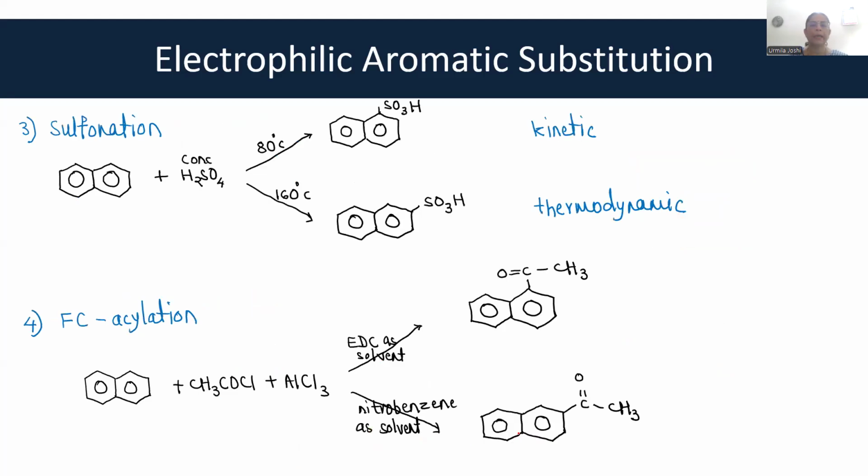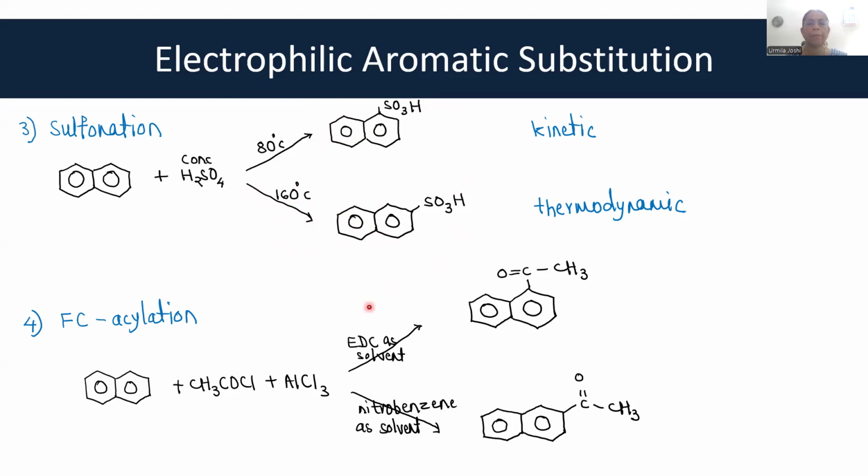Okay, now next we go to sulfonation, then to Friedel-Crafts acylation. The sulfonation: when naphthalene is treated with concentrated sulfuric acid, sulfonation occurs. If the reaction is carried out at 80 degrees, the product formed is naphthalene 1-sulfonic acid. Whereas, if the reaction is carried out at 160 degrees, the major product formed is naphthalene 2-sulfonic acid.